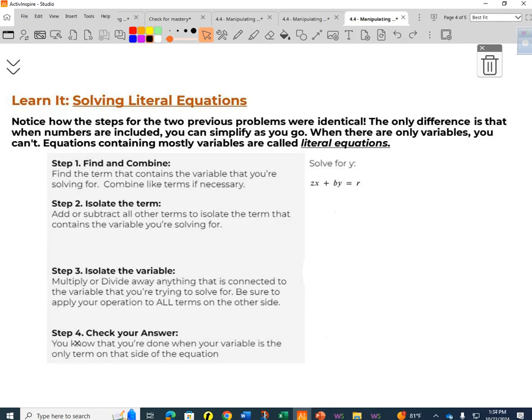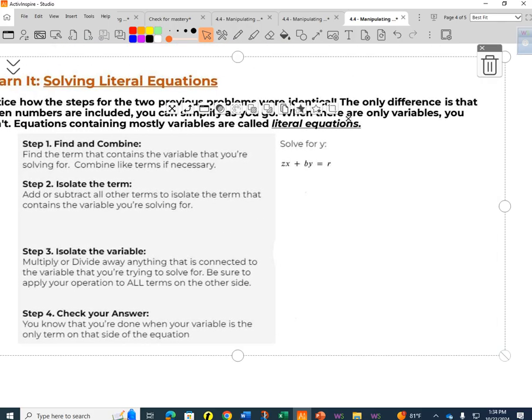Okay? So here we have z times x plus b times y equals r. What variable is this equation solved for right now? Solve for y. Yeah, they wanted to solve for y, but right now, it's solved for r. But when we say solve for a variable, it means that that variable is by itself, right? So right now, this equation is solved for r because r is by itself. But they're asking us to manipulate this equation and to actually solve for y.